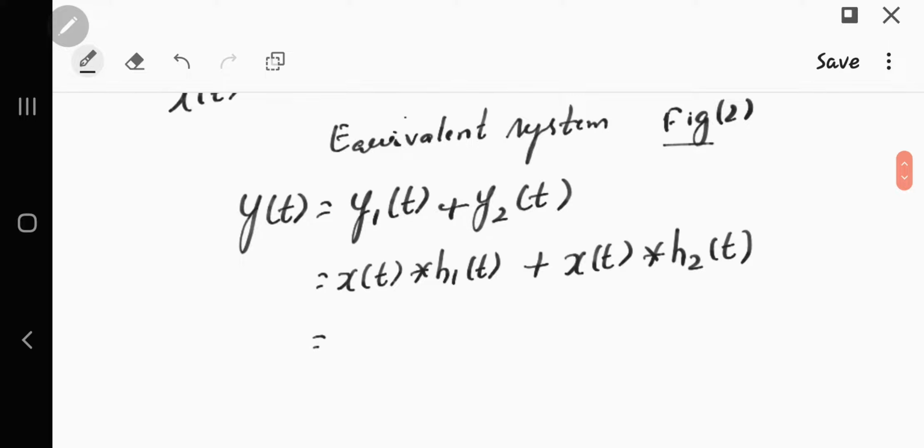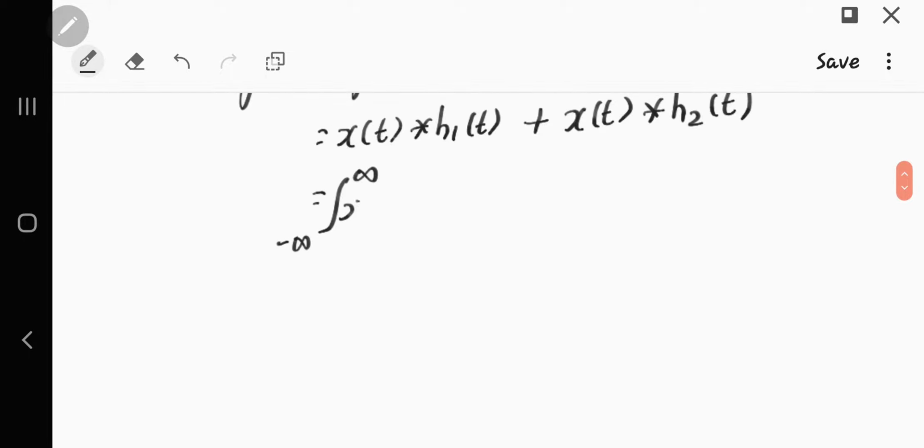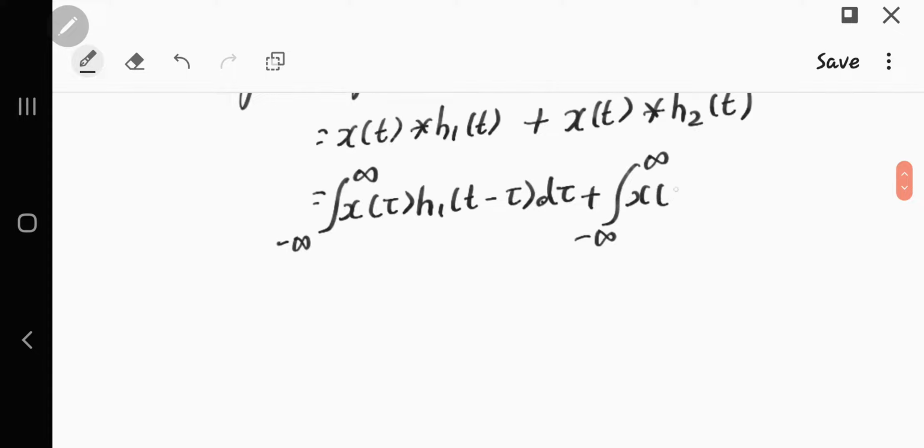Now, if we elaborate this by using the definition of convolution integral, this will be the integral with tau varying from minus infinity to plus infinity of x of tau h1 of t minus tau d tau, plus the integral with tau varying from minus infinity to plus infinity of x of tau h2 of t minus tau d tau. Okay, so this is our y of t.